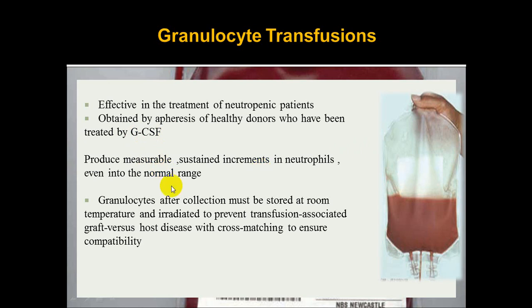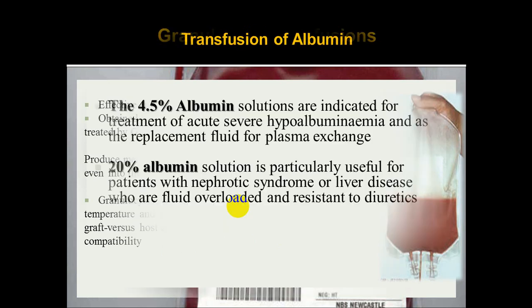neutrophils even into the normal range, and usually should be collected and stored at room temperature and irradiated to prevent transfusion associated graft-versus-host disease, and also with cross-matching to ensure compatibility. So granulocyte transfusion needs ABO compatibility.